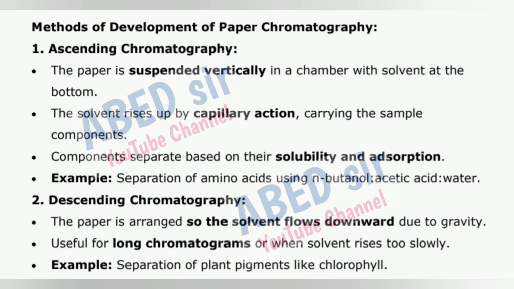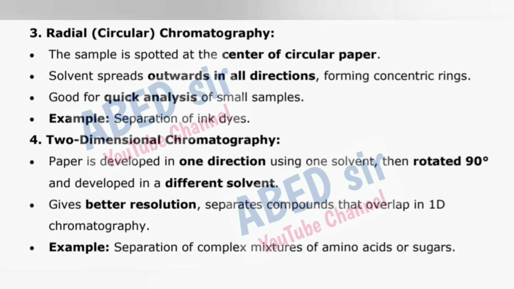2. Descending chromatography. The paper is arranged so the solvent flows downward due to gravity. Useful for long chromatograms or when solvent rises too slowly. Example: separation of plant pigments like chlorophyll. 3. Radial, circular chromatography. The sample is spotted at the center of circular paper. Solvent spreads outwards in all directions, forming concentric rings. Good for quick analysis of small samples. Example: separation of ink dyes.